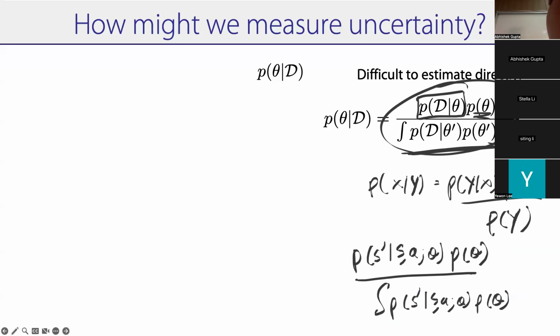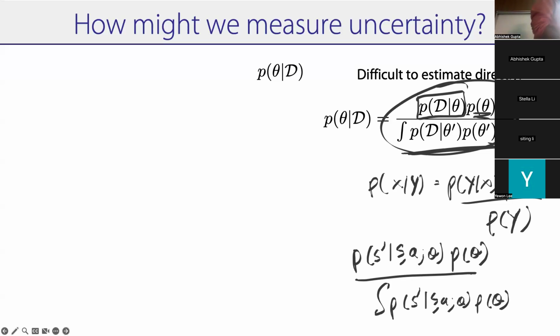Okay? So the way that you have to estimate this is, your likelihood function comes from your neural net, like your forward model. This is just a uniform distribution over parameters or something like that. And then to compute the posterior, you have to essentially multiply P of S prime given S, A, theta by the likelihood, and then normalize it by the integral over all functions.